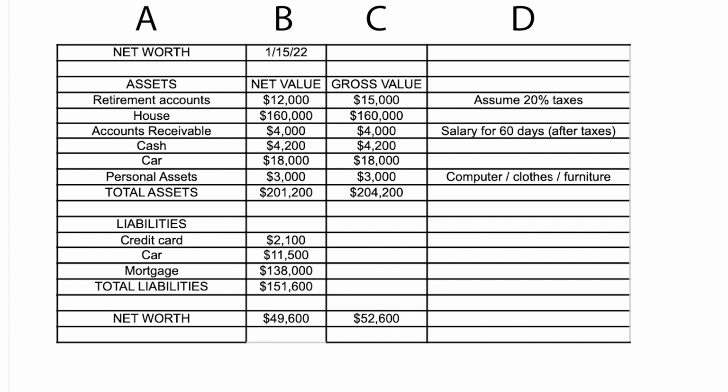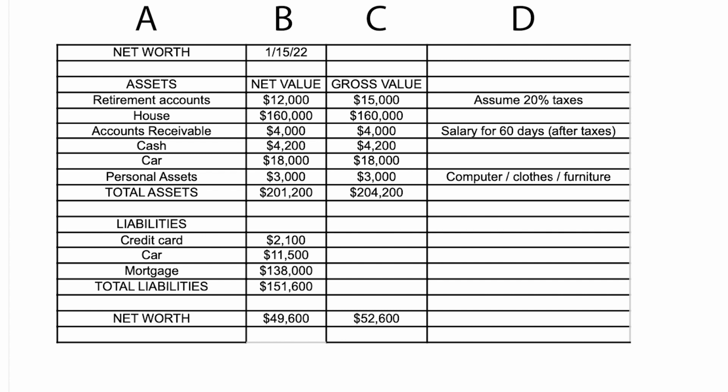The next line down is called accounts receivable. That's basically just a fancy term to describe what you are owed by other people. I include salary on that. So if you have a salary that's going to come in for the next couple months, it's a good idea to include that. If you're expecting a tax refund or other sorts of refunds or payments, include them on that line.